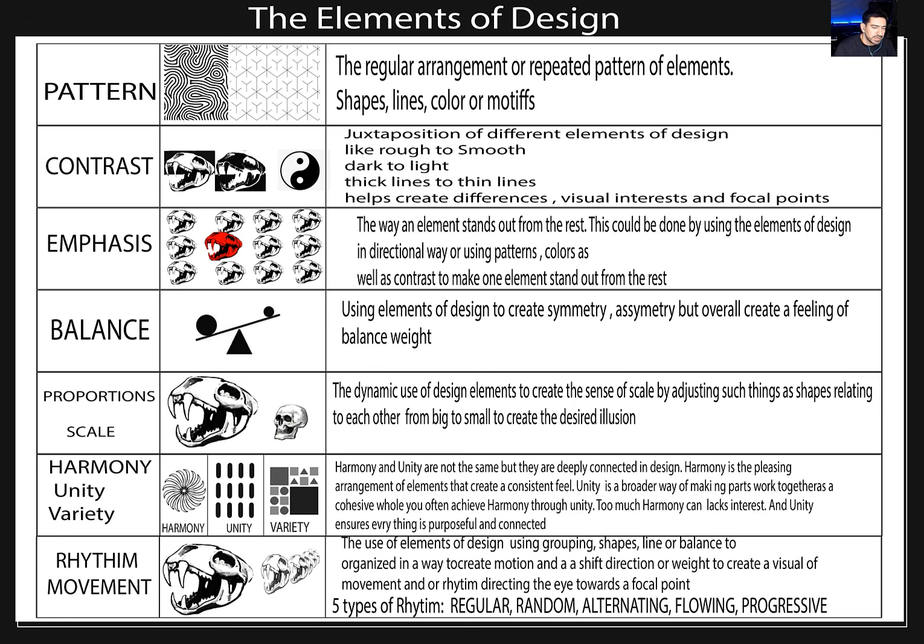So go to the next one, rhythm and movement. This is the use of elements of design, using grouping, shapes, line, or balance, organized in a way to create motion and shift direction or weight, to create a visual of movement and/or rhythm directing the eye towards a focal point. Five types of rhythm: regular, random, alternating, flowing, and progressive. So these are the elements of design.